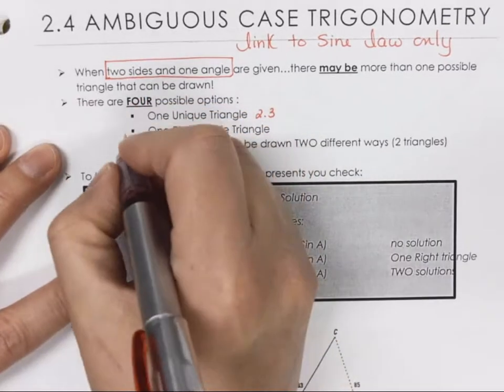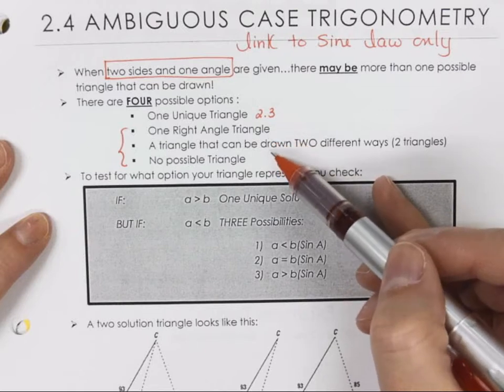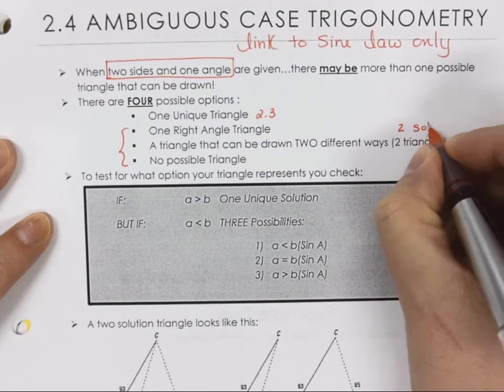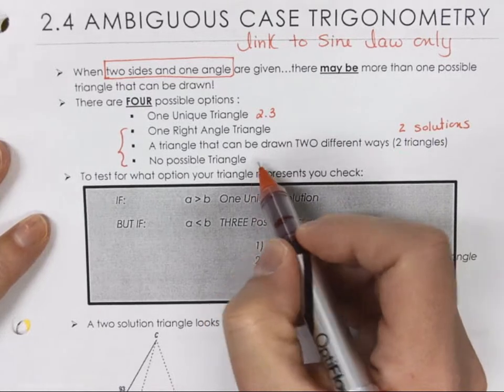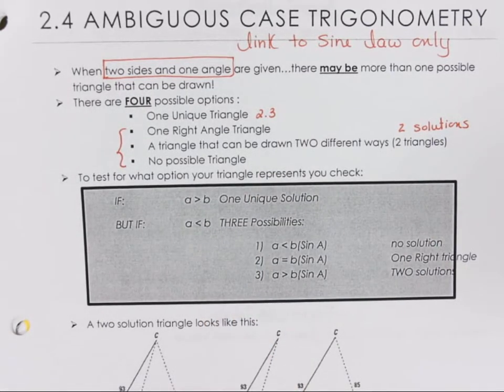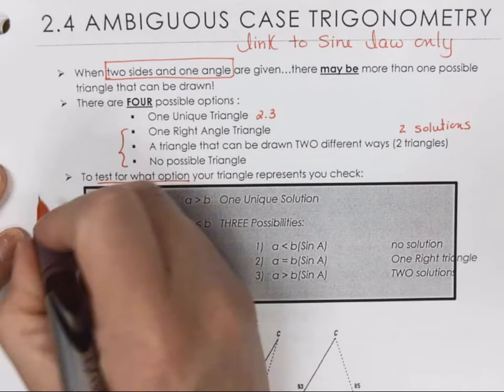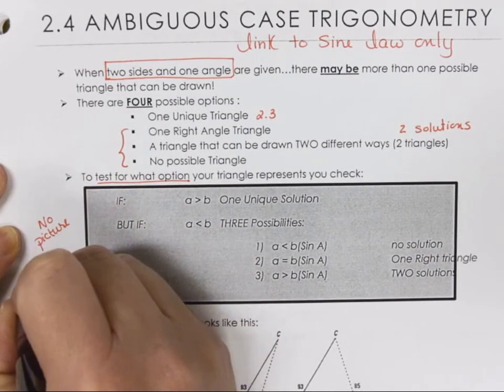Then here are your three options. So you might have a right angle triangle, a triangle that can be drawn two different ways. So essentially this is your two solutions. And then this one, no solution. You can't actually draw a triangle from the information that I've given you. Okay, so first thing we have to do, if I haven't given you the picture of the triangle, is test for what option your triangle is. So if you have no picture, you must do this.